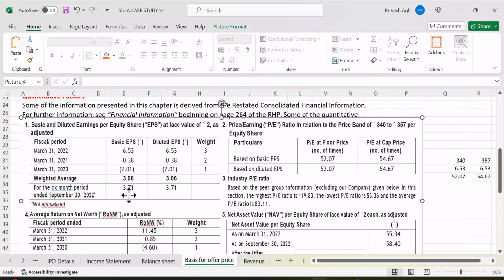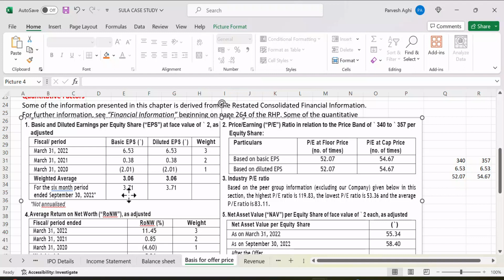Now because they were coming with the IPO in the month of December, April, May, June, July, August, September had already gone by. So they say that for the 6 months period ended 30th September 2022, this is the EPS, 3 rupees 71 paisa. If you annualize it, it becomes 7.5 rupees, which is more than last year. So the company is growing, isn't it?